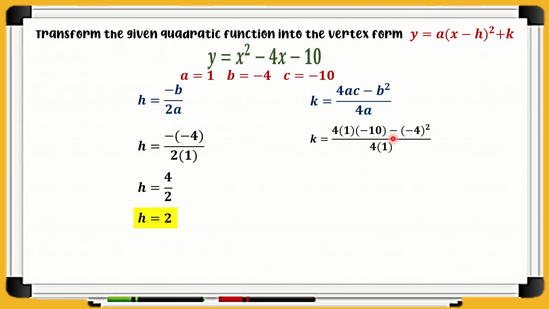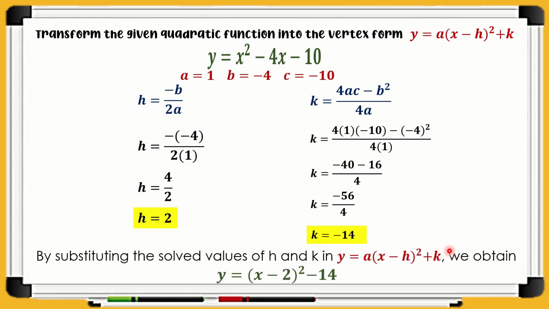So simplifying this one, 4 times 1 times -10 minus the square of 4 is equal to -40 minus 16 all over 4. And -40 minus 16 is equal to -56. -56 divided by 4 is equal to -14. Therefore, the value of k is -14, which is the same with the values that we obtained from our first activity. Now, let us transform this equation into the vertex form using the values of h and k.